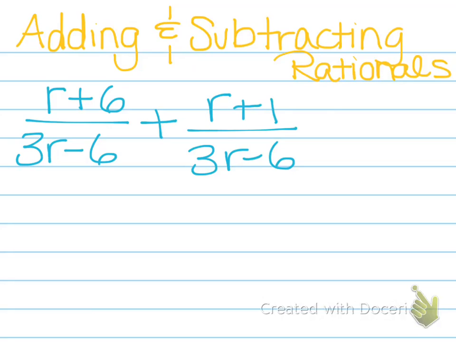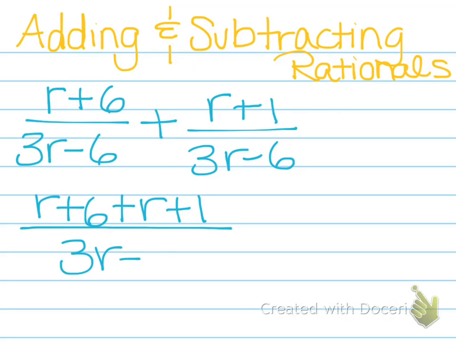Since the denominators are equal, just like normal rational fractions, not functions but fractions, we can just add these two together. So essentially that would be like writing r plus 6 plus r plus 1, putting the two numerators together and dividing it by the one denominator. Because remember, if you have 3 over 2 plus 1 over 2, you add it and you get 4 over 2. You don't add and get 4 over 4. So you keep your denominator the same.